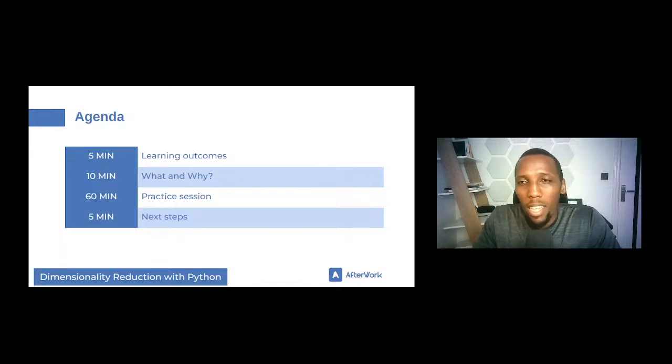All right, let's first learn about the agenda. This is the structure we'll use for this learning experience: getting started with the learning outcomes. After that, talking about what those dimensionality reduction techniques entail and why we would want to perform them. Then we get into a practice session where we will apply those techniques using the Python programming language, and lastly talk about the next steps.